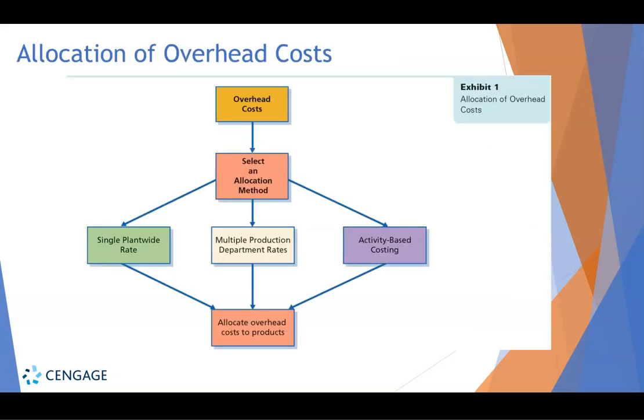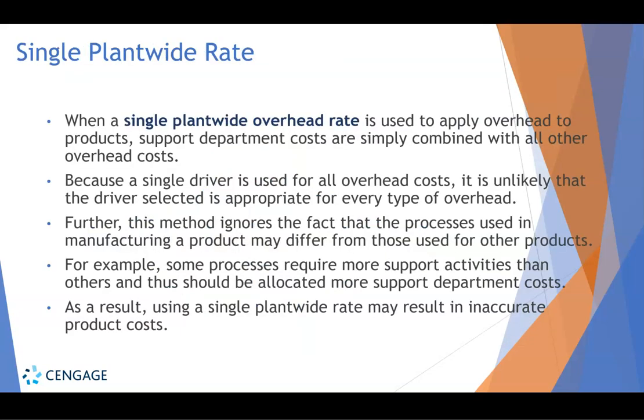Here we show we can apply the overhead using what we call a single plant-wide rate. We can use one based on multiple production department rates. And we can also use activity-based costing. When we use a single plant-wide overhead rate, we use that to apply overhead to products, and the support department costs are just combined with all the other overhead costs.